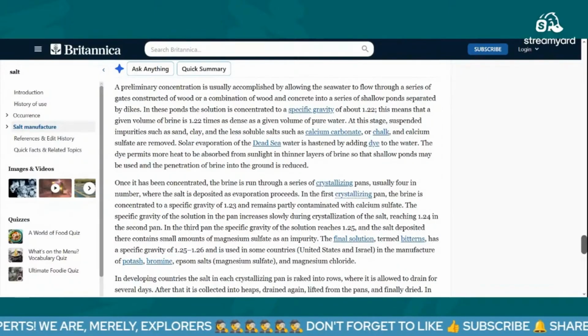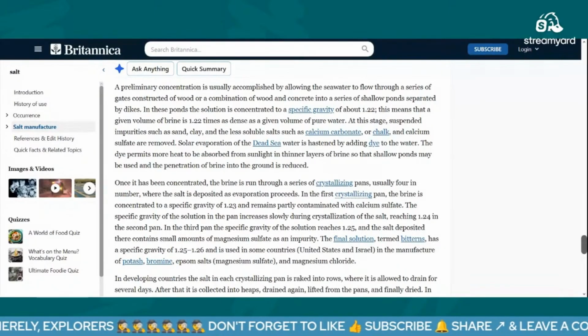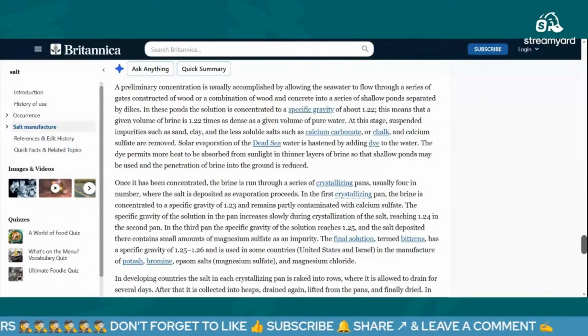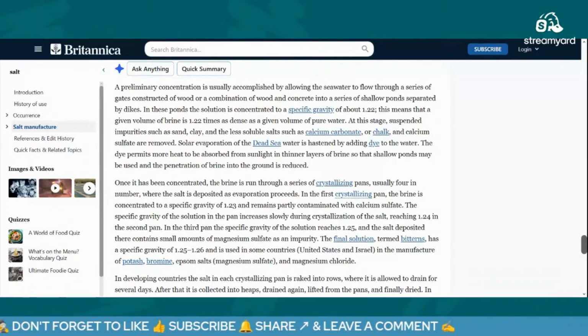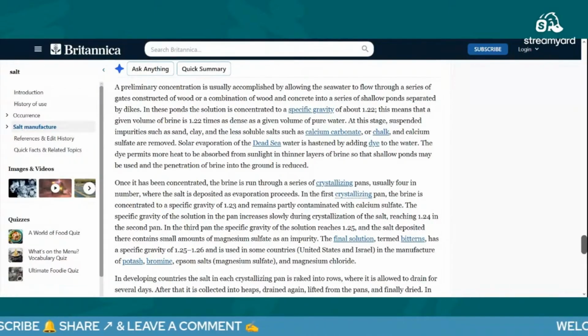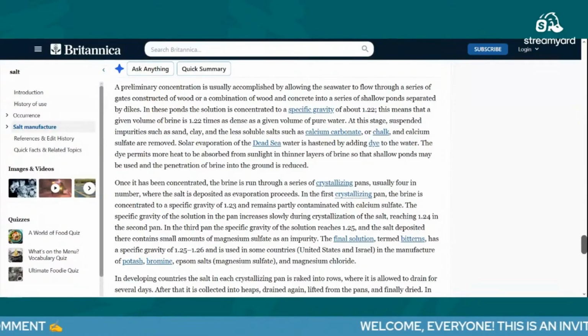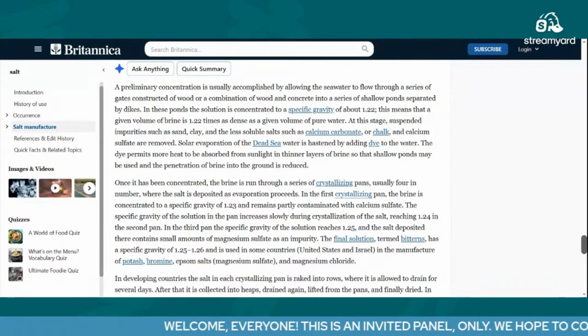Solar evaporation of the dead seawater is hastened by adding dye to the water. The dye permits more heat to be absorbed from sunlight in thinner layers of brine so that shallow ponds may be used and the penetration of brine into the ground is reduced.